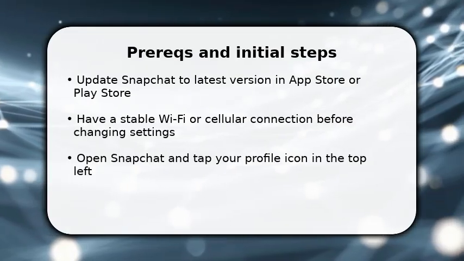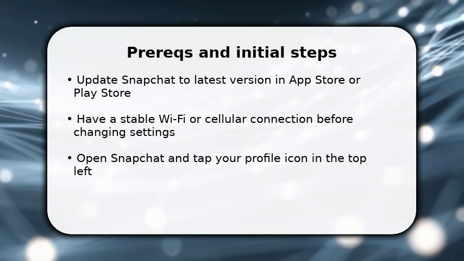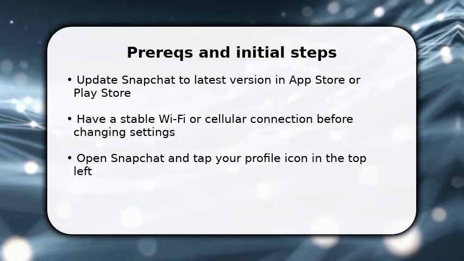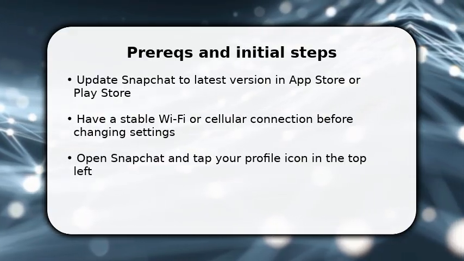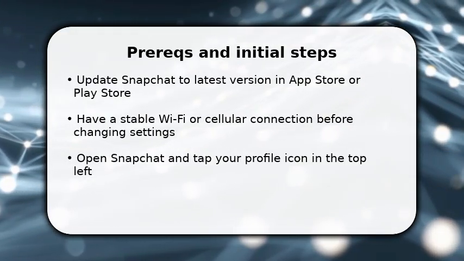If you're starting now, make sure Snapchat is updated and you have internet. Open the app and tap your profile icon in the top left. This gives access to account settings. Once done, tap the gear icon to open settings.